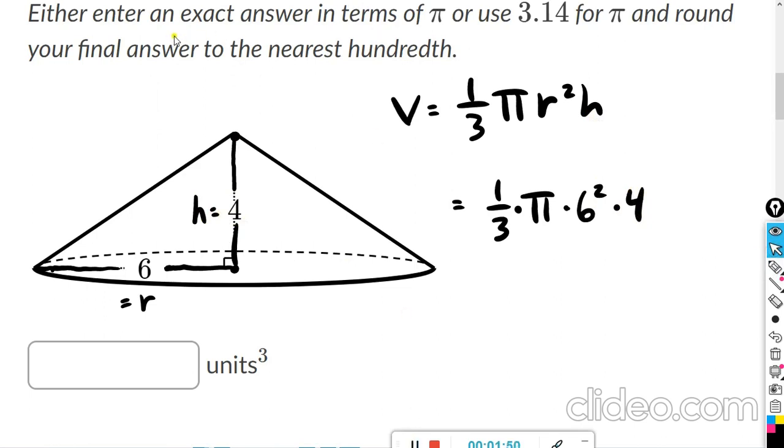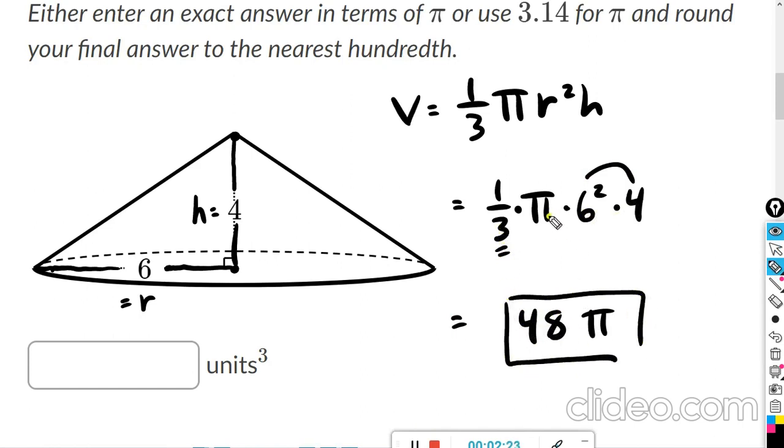Once again, it says you can enter an exact answer in terms of pi, so I'm going to leave pi alone. On my calculator, I'm going to do 6 squared times 4, and then divided by 3, in that order, and I get 48. I did that because 3 is the denominator. I left pi alone, so it is still in my final answer.